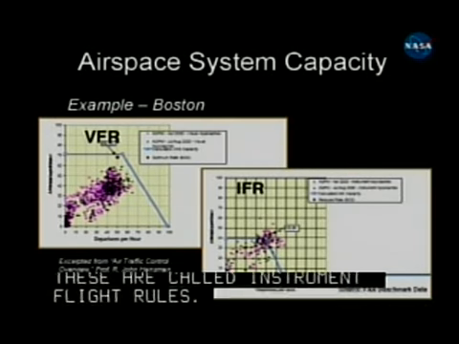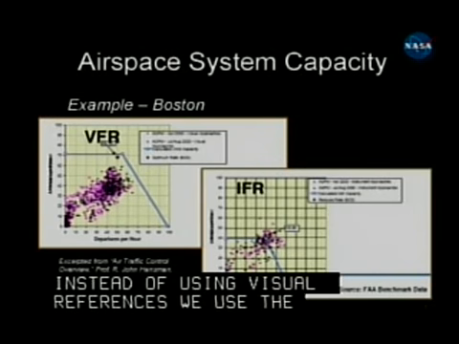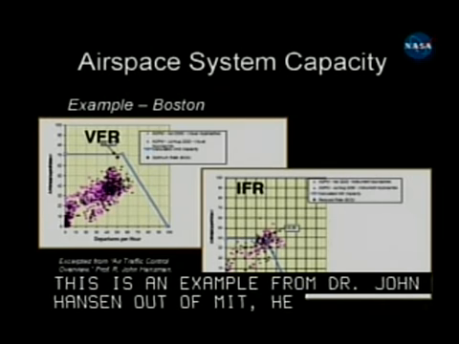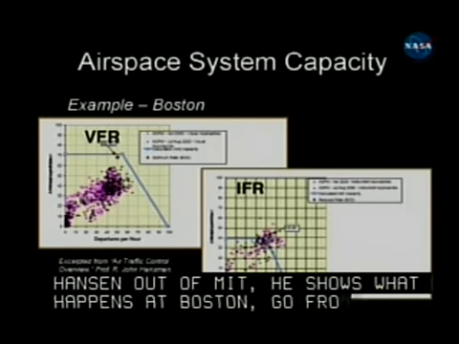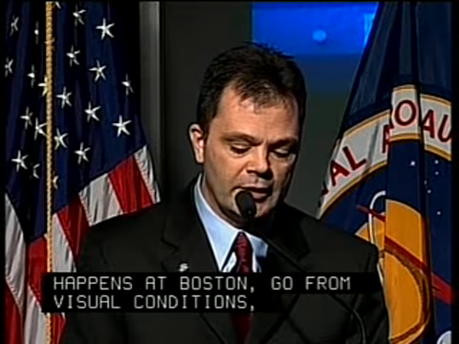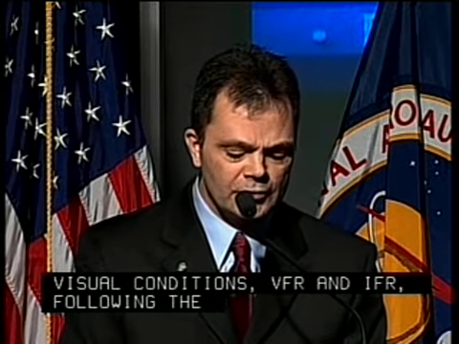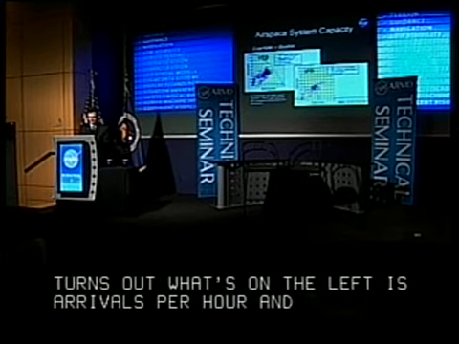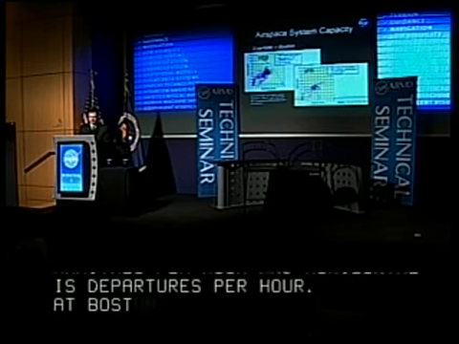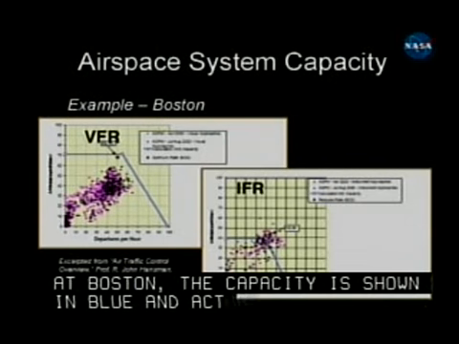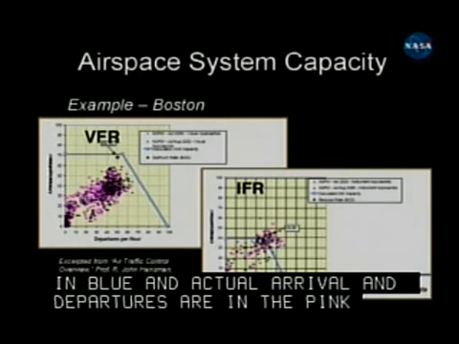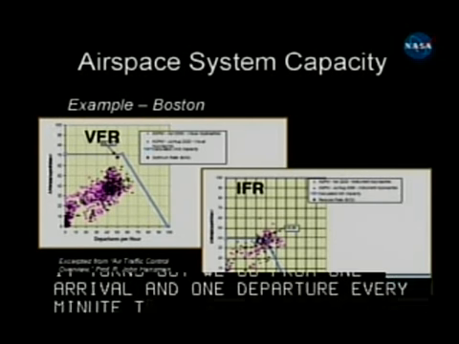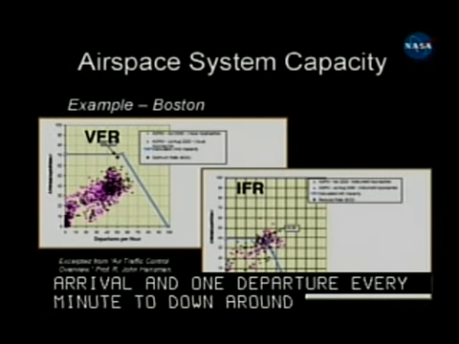And this is an example from Dr. John Hansman out of MIT, where he shows what happens at Boston when we go from VFR, the visual conditions, to IFR, which is the rules we have to follow in instruments. Turns out the capacity, what's on the left is arrivals per hour, and on the horizontal is departures per hour. And at Boston, the capacity is shown in blue, and then the actual arrivals and departures are shown in the pink and black. And it turns out we go from about one arrival and one departure every minute to around 40 every hour. 60 per hour down to about 40 per hour.